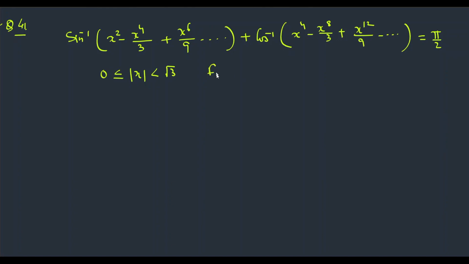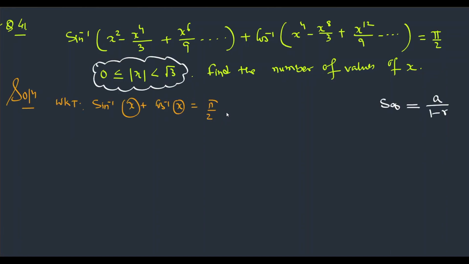Then find the number of values of x for which this equation is satisfied. Question is clear. Sine inverse of something, then we will get pi by 2.